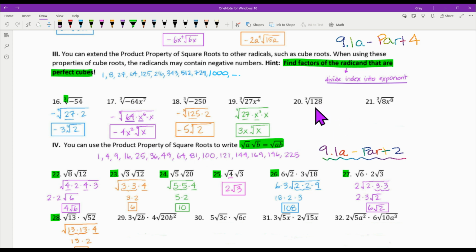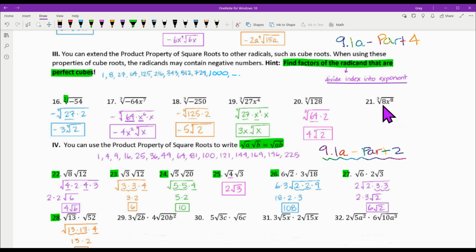128. I think we did that one earlier today. So I think 64 goes into it. And it's the cube root of 64 times 2. 64 is my perfect cube. Cube root of 64 is 4. So I get 4 cube roots of 2.